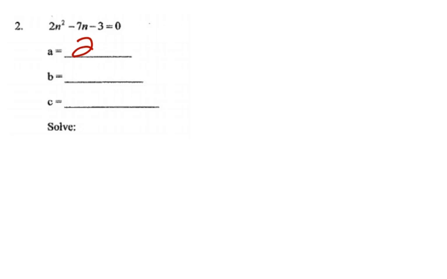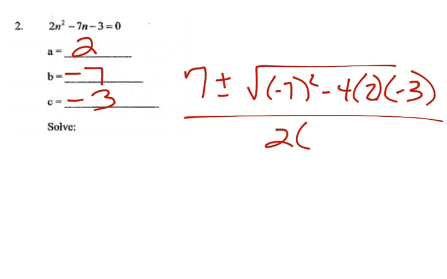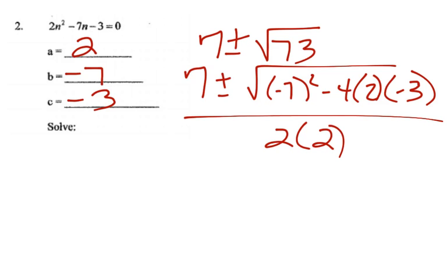So on this one, A is 2, B is negative 7, and C is negative 3. So your formula would be 7 plus or minus the square root of negative 7 squared minus 4 times 2 times negative 3 all over 2 times 2. So open negative 7 closed squared minus 4 times 2 times negative 3 gives me 73. So it's 7 plus or minus the square root of 73.